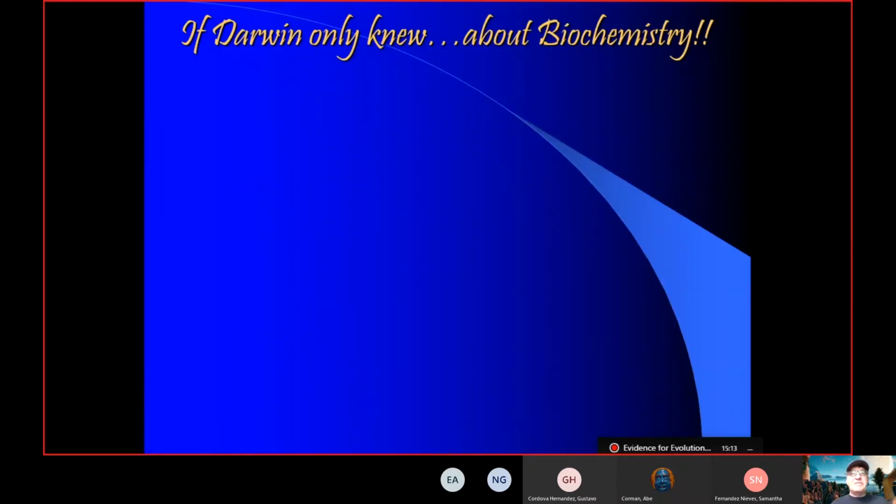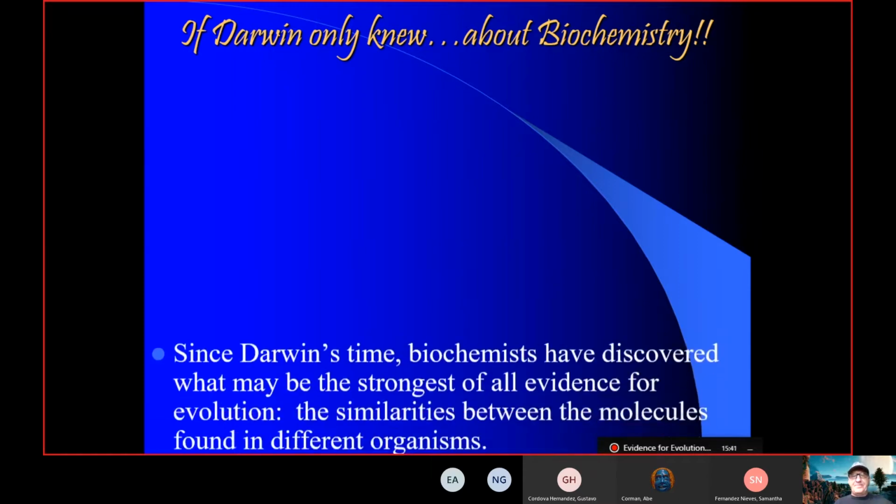Okay, so that's where we left off, and this is where we want to pick up. So Darwin knew about embryology. He knew about vestigial structures, analogous structures, homologous structures. He knew about fossils, although we have a lot more fossils now than he knew about. And in particular, we have more fossils that show the transition between apes and humans. But he didn't know about biochemistry the way we know about it now, the molecules that make up living things.